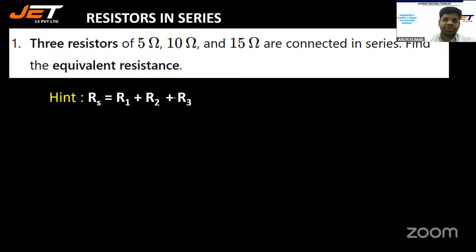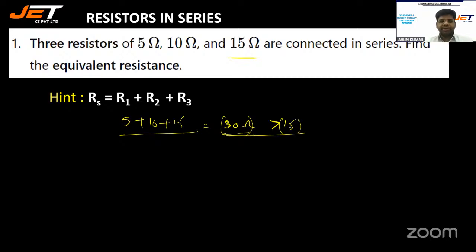Yes, exactly. That's 30 ohm. It's not 20 students, it's 30 ohms. How? 5 plus 10 plus 15, which is nothing but 30 ohms. Now look at this, students. I got resultant effective resistance as 30, which is greater than the greatest one. What is the greatest one here? 15 is the greatest one. I got greater than 15. All right. In series, equivalent resistance will be greater than the greatest.